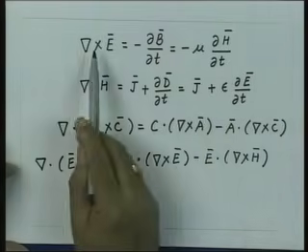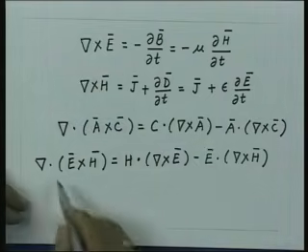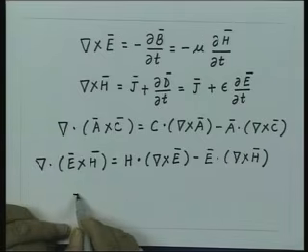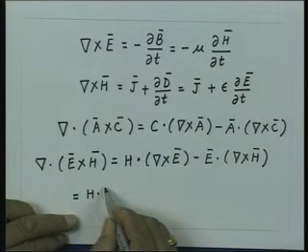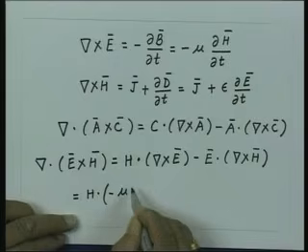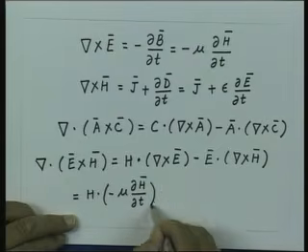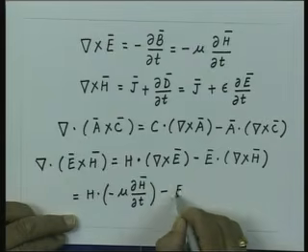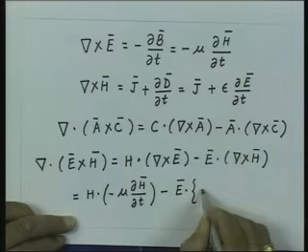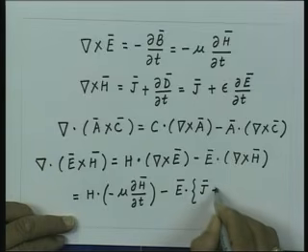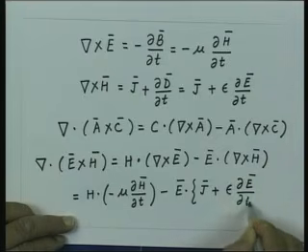And we can substitute for del cross E from this equation and for del cross H from this equation. So, from here I can get this quantity as H dot, substituting for del cross E, minus mu dH by dt, minus E dot, substituting for del cross H, J plus epsilon dE by dt.